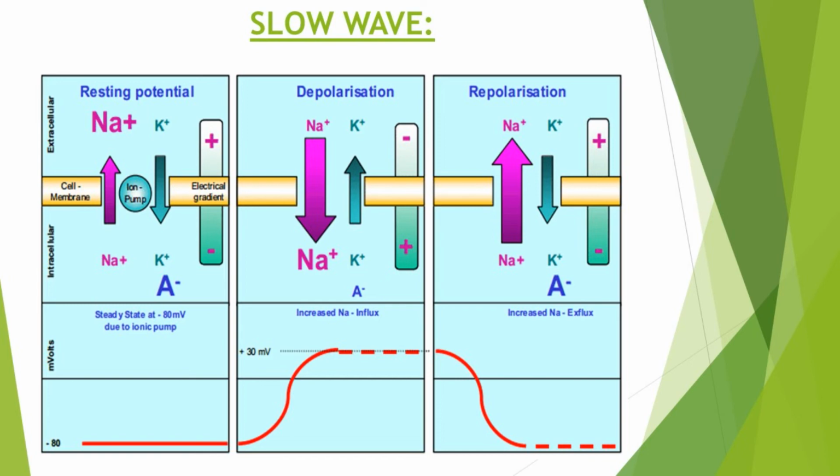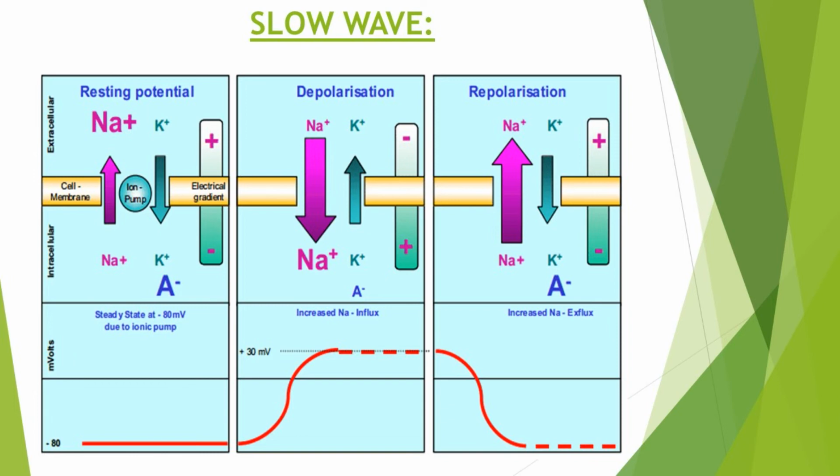When this depolarization occurs, potassium channels will open and cause the efflux of potassium. Potassium will move out of the cell, and the electrical potential of the cell will become low due to the loss of positive charge. Due to this loss of positive charge, the membrane will again be repolarized.